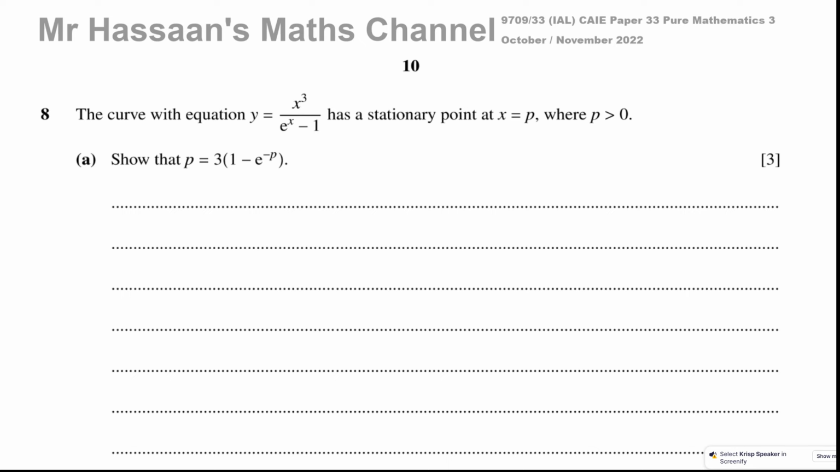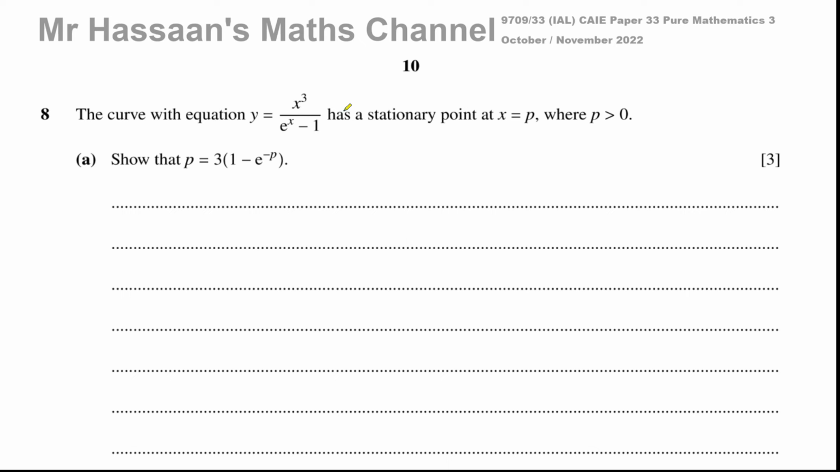So first of all, it says the curve with the equation y equals x cubed over e to the power of x minus 1 has a stationary point at x equals p, where p is greater than 0. Show that p is equal to 3 times (1 minus e to the power of negative p). So basically, we have to focus on this word, stationary point.